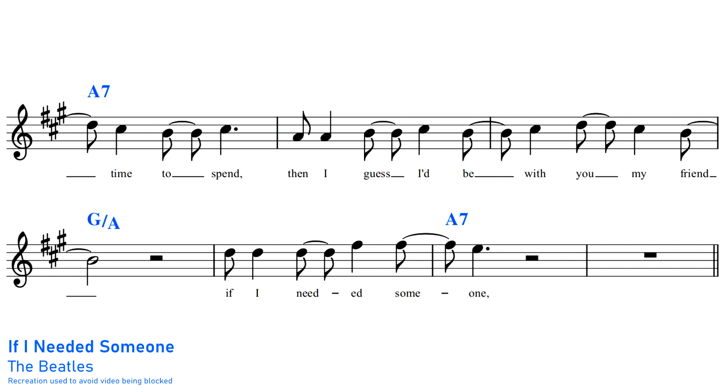A mixolydian is the same as A major, but with the 7th degree, the G sharp, lowered to a G natural.